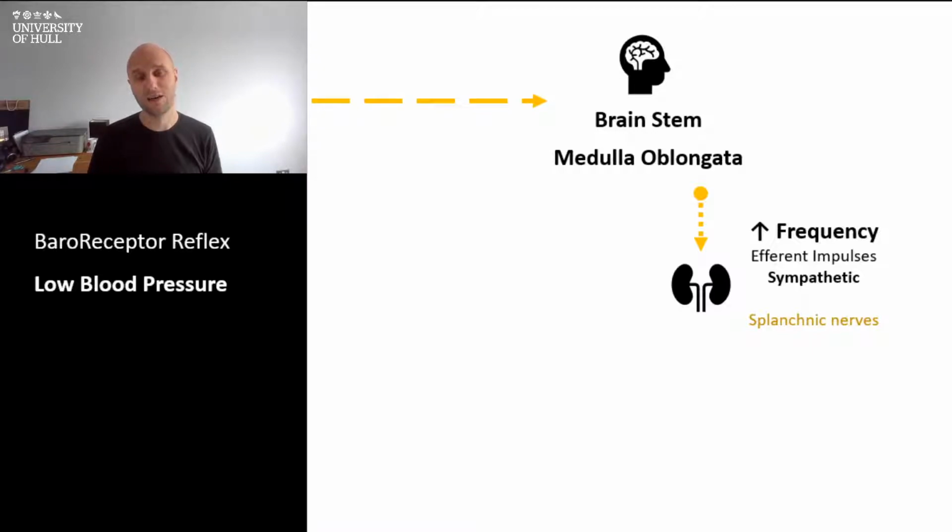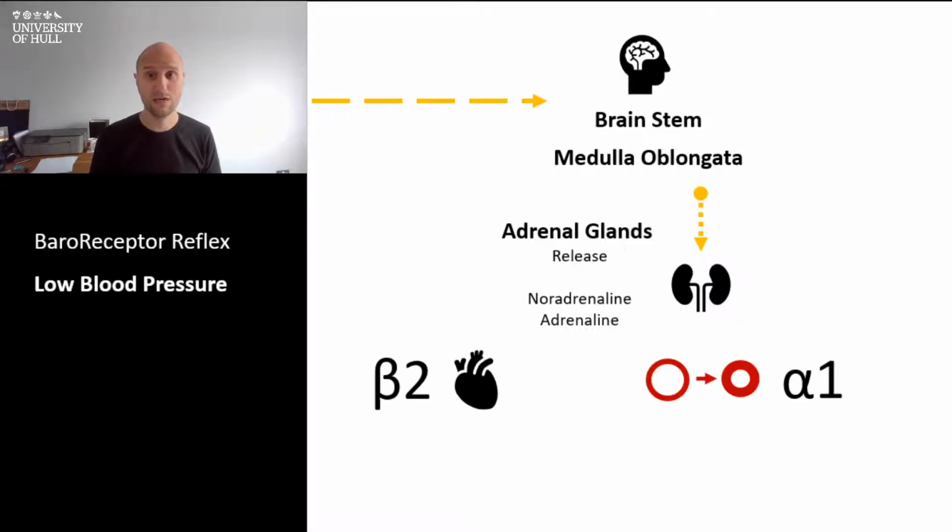And finally, the other output that the central nervous system conveys along those peripheral nerves is to the adrenal glands, so along the splanchnic nerves in particular, which go to the adrenal glands, and this causes the release of noradrenaline and adrenaline from those specialized chromaffin cells.